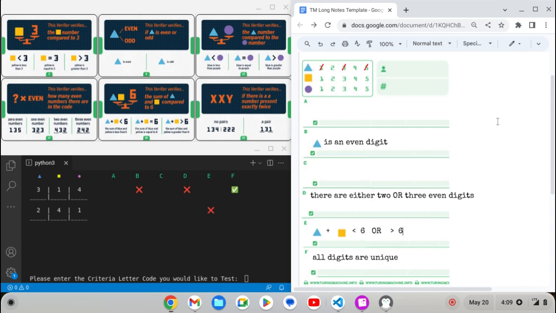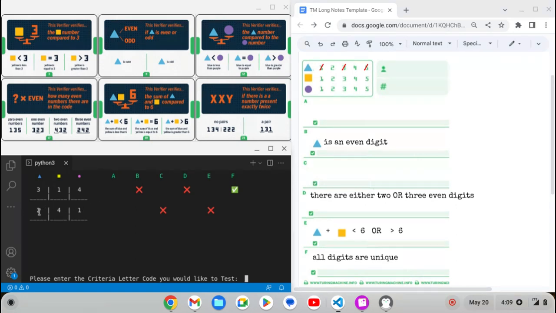Which one do I want to test? Let me test. I think I want to see if I can eliminate any of the circle digits. So let me test criteria card C. And okay, so the Turing machine also does not approve of my proposal. So notice that if I look at my proposal of 241, triangle is bigger than circle. It does not approve of that.